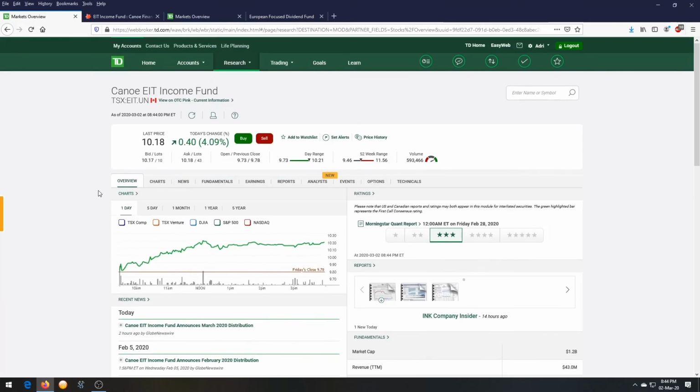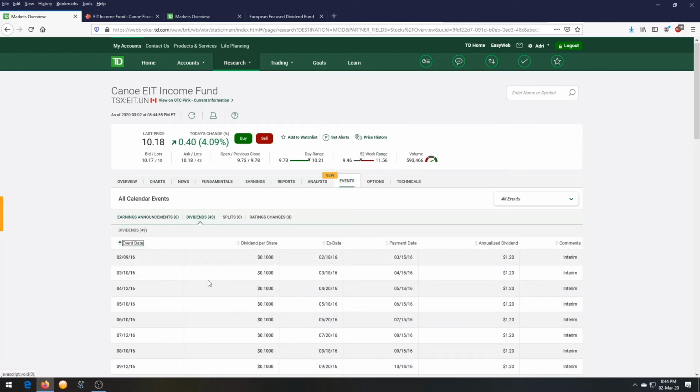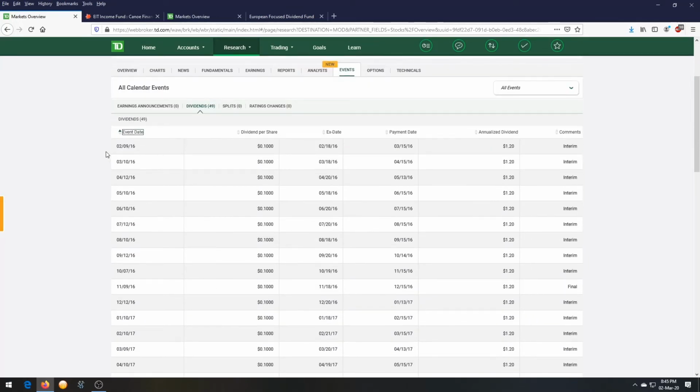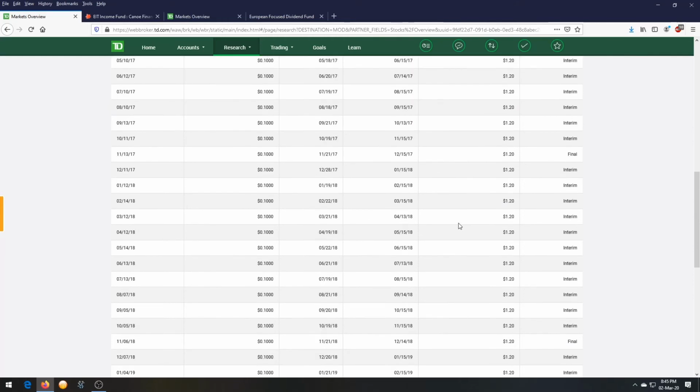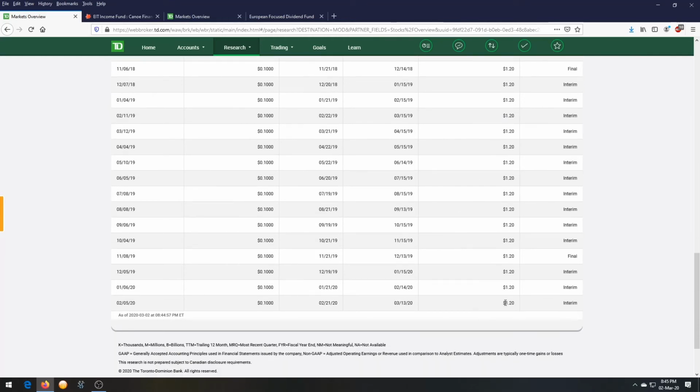When in doubt, always look at the dividend history if you're skeptical. That's what I do. So let's look at the dividend for the last 5 years. If we put it in ascending order, you could see in 2016 the annual dividend rate was also $1.20, and all the way until now it hasn't changed. It's always been $1.20. So very consistent payouts, which is fantastic.